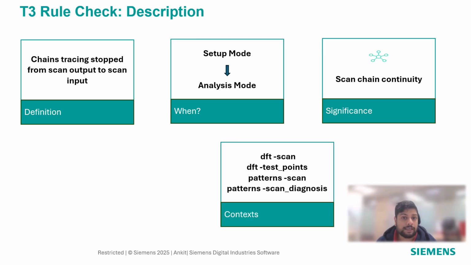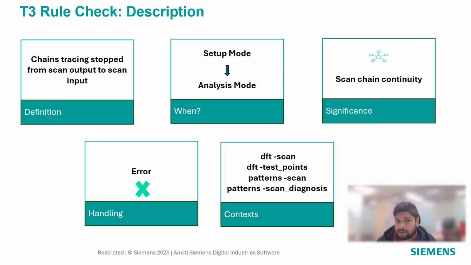T3 can occur in these contexts. And one important point, T3 is always treated as an error. We can't downgrade its severity to a warning because a broken scan chain directly impacts stability. The most common causes of T3 DRC are shift clock defined incorrectly in the shift procedure, missing or incorrect pin constraint, missing clock definition, and tap controller in the wrong state.